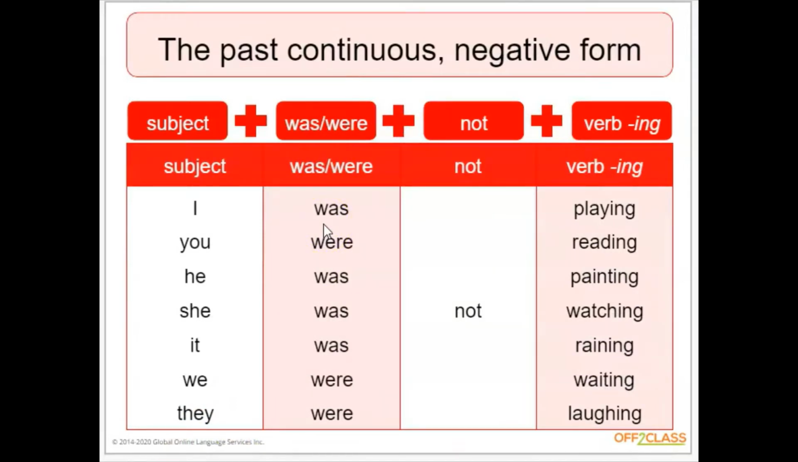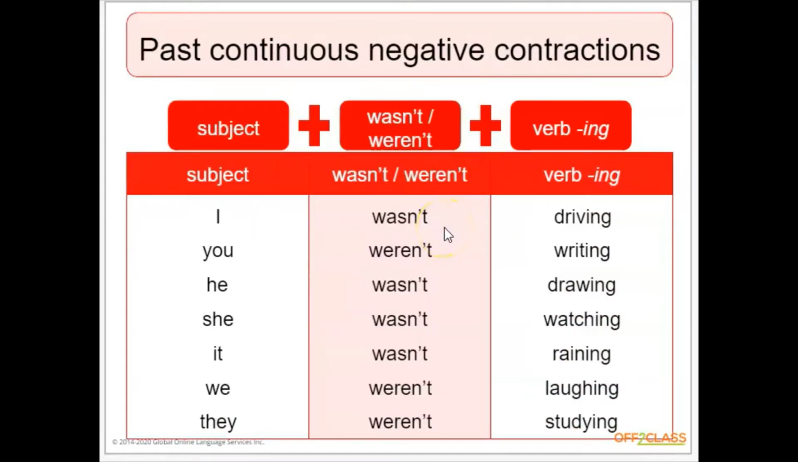Okay, and for the negative form, you just add not after was or were and before the verb ing. Okay, for example, I was not playing or you were not reading. Or you can use the contraction. Okay, so I was not or I wasn't driving. And then there's no weak form. Okay, I wasn't driving. You weren't writing.